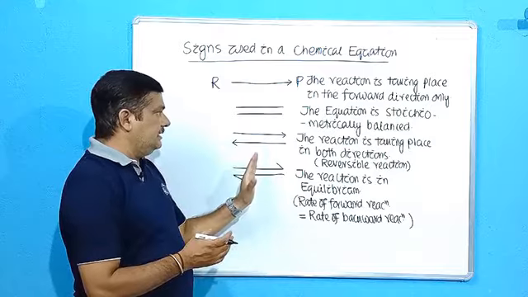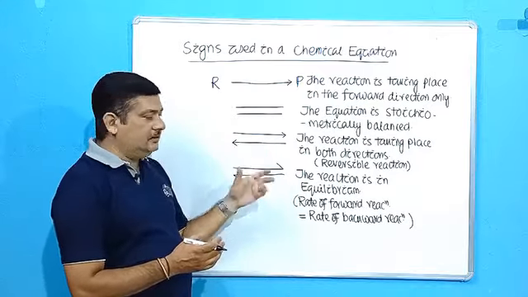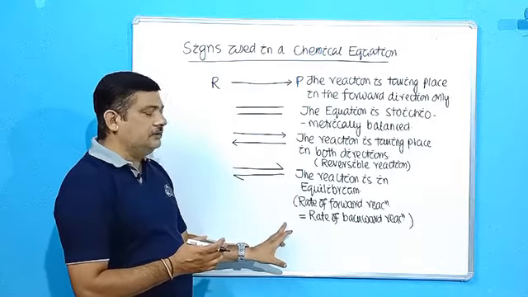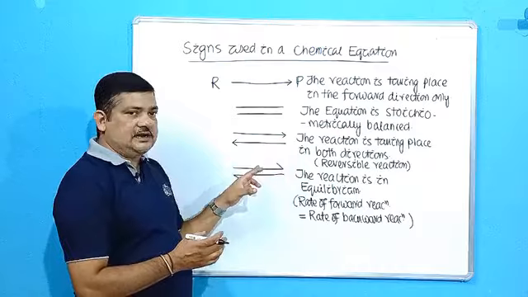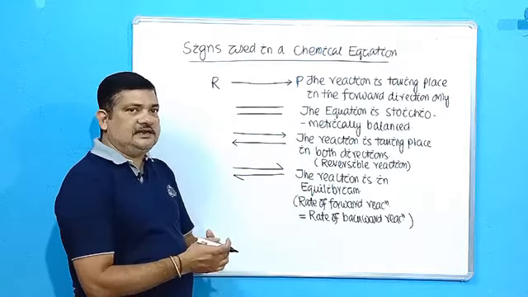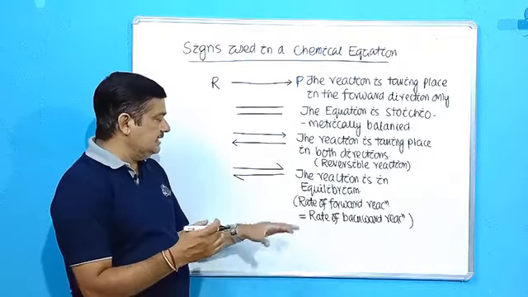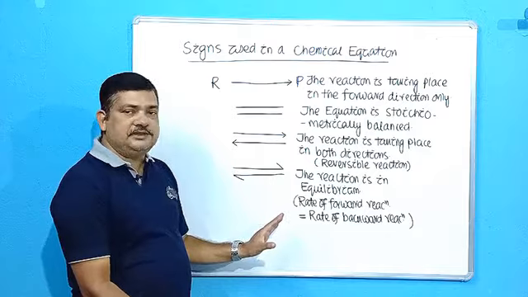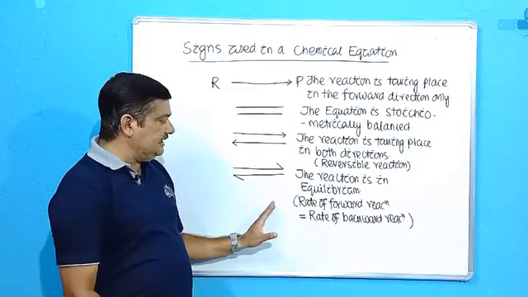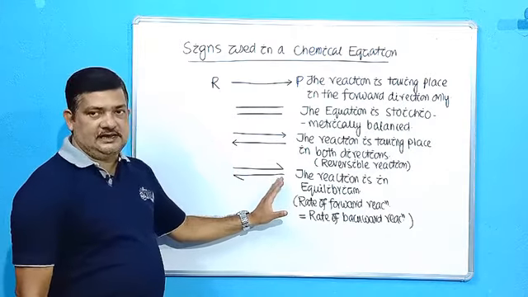There is a very minor change in the arrow pattern for a reversible reaction and for an equilibrium reaction. When the arrows are full, it means the reaction is taking place simultaneously in both directions, and after some time equilibrium will be reached or attained, then we will use half arrows like this.